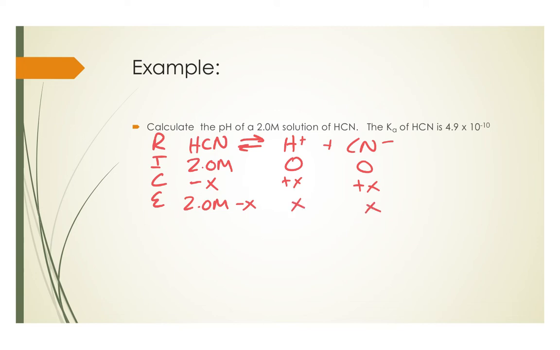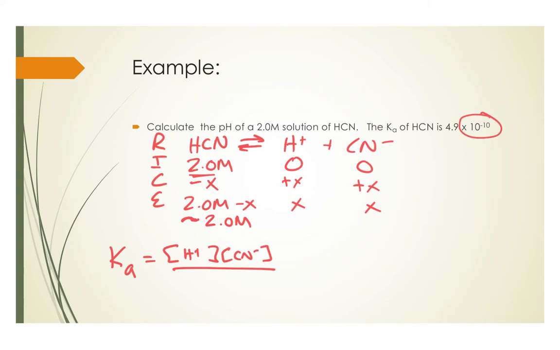All right, so at this point, we look at this and we say, Ka is 10 to the negative 10th. We are dealing in 10 to the first. That's definitely way off. So we're going to assume that even at equilibrium, the HCN is not going to change much. It will still be 2 molar. Once we've got that, we can do our Ka expression, which is H+ times CN- all over the concentration of HCN.